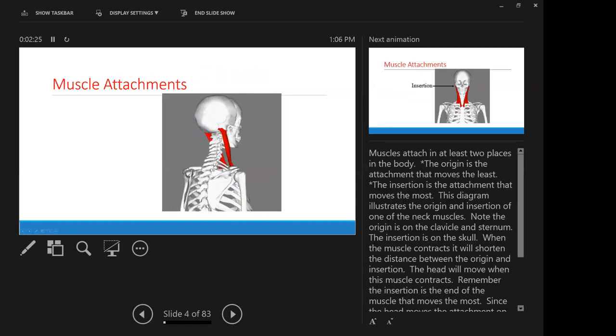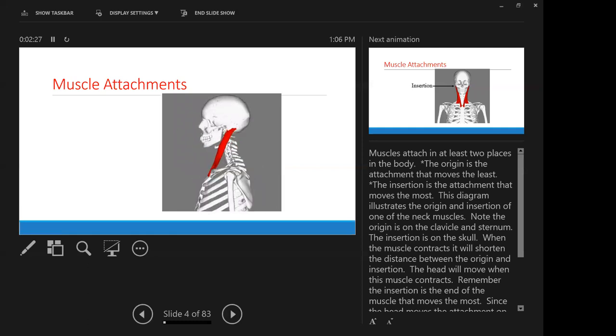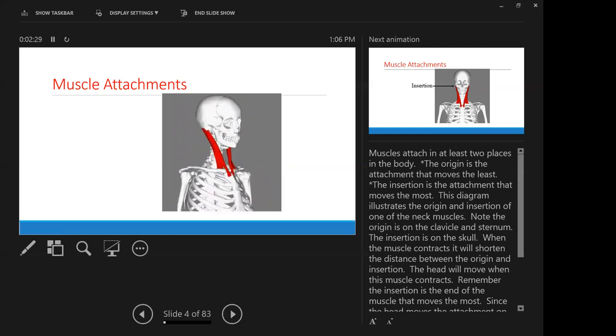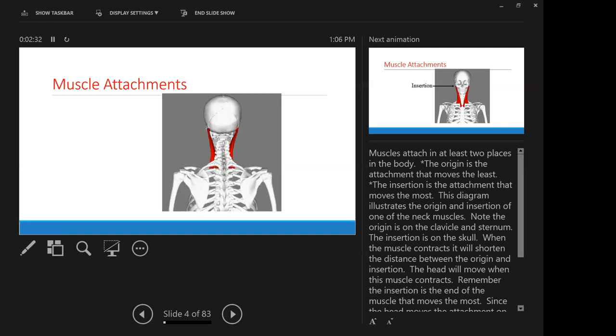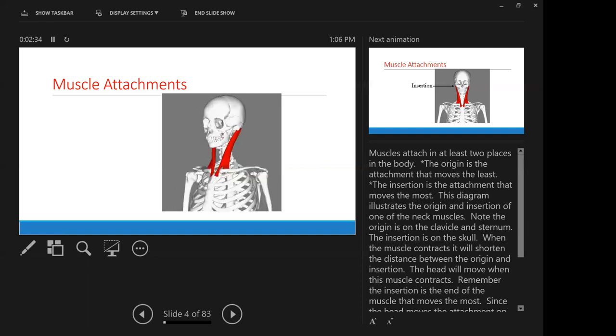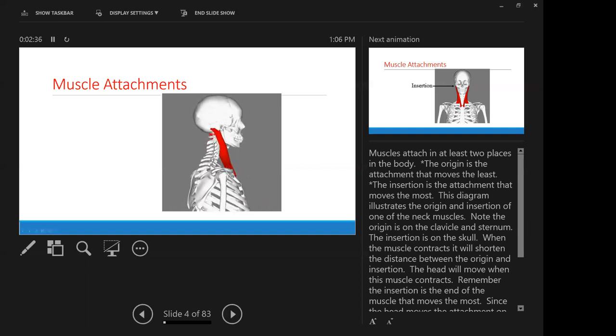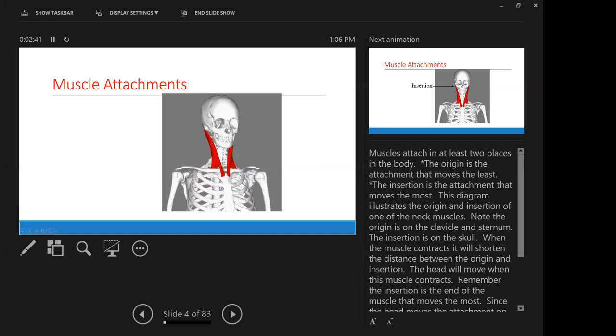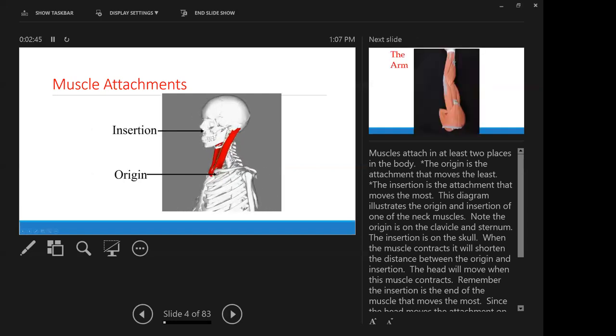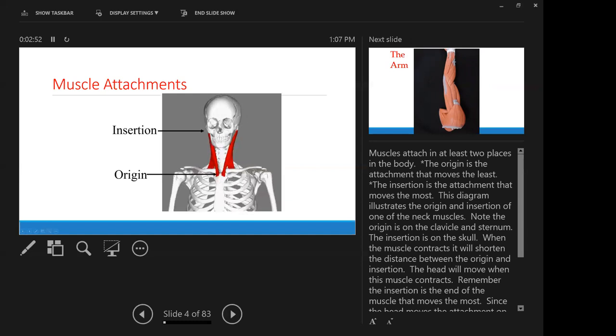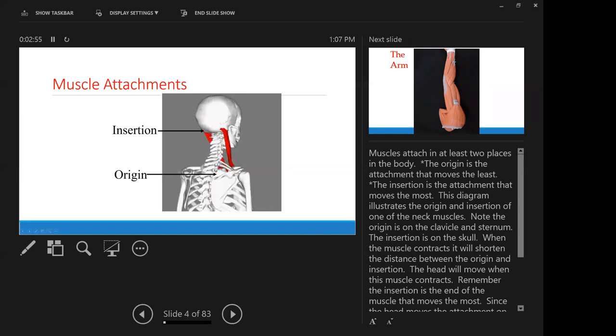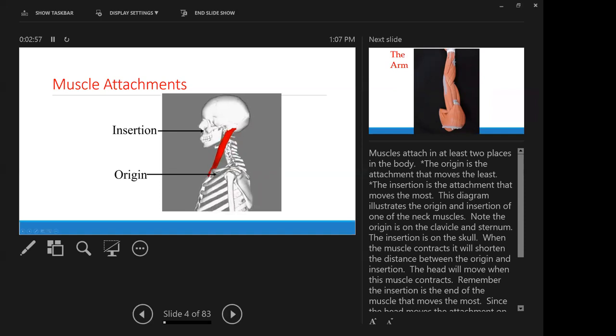Here's an example. This shows you the Sternocleidomastoid, and we talked about that in the week before spring break. The Sternocleidomastoid consists of 2 large muscles that allow us to turn our head. Now, the origin of this muscle is on the sternum and on the clavicle. So it has two origins. Its insertion is on the mastoid process back here. So it has one insertion and two origins.